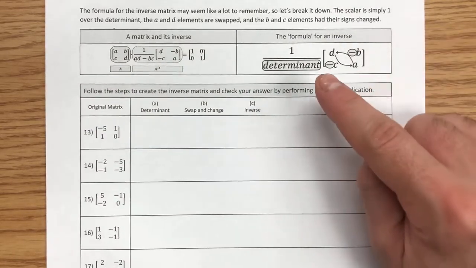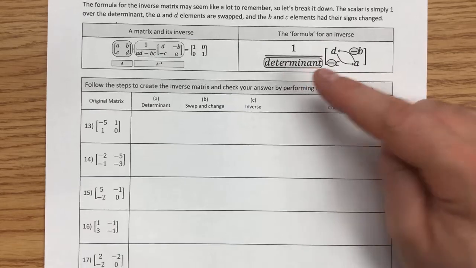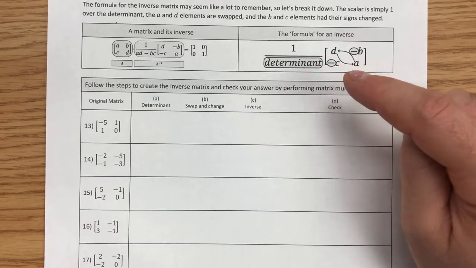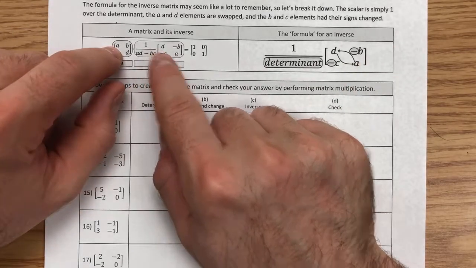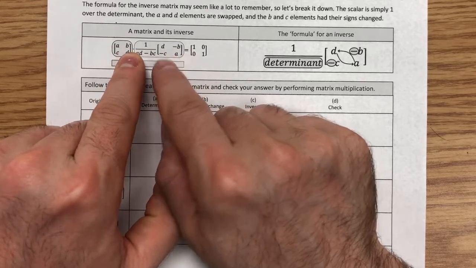We also noticed from a previous topic that we've covered, the determinant, is involved in finding the inverse. 1 over the determinant, or the reciprocal of the determinant, is involved in finding that. So if I want to find the inverse of A, I'm going to take the A term and the D term and swap them. And then I'm going to take the B and the C and change their sign.